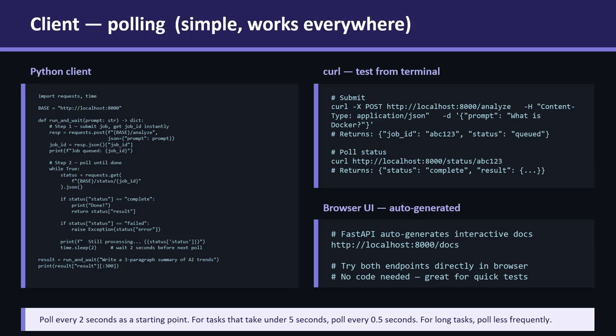The FastAPI docs page at localhost:8000/docs gives you an auto-generated interactive interface where you can try both endpoints from your browser. This is useful for quick manual testing.